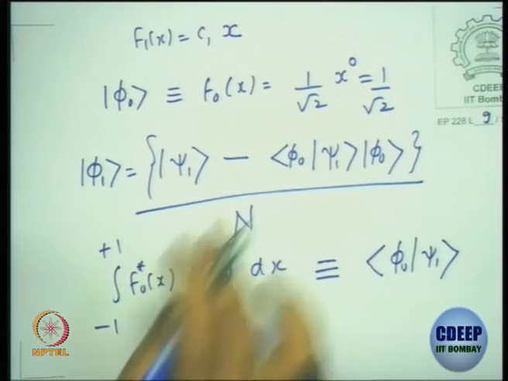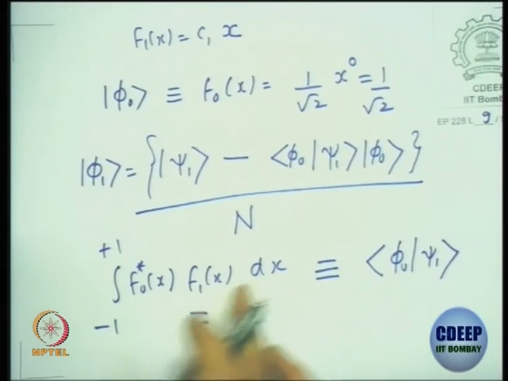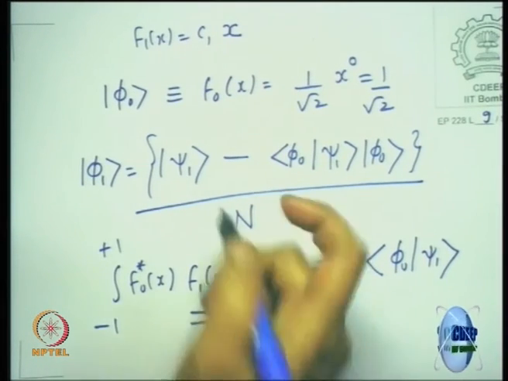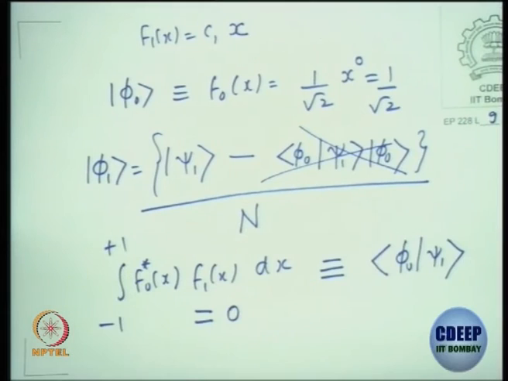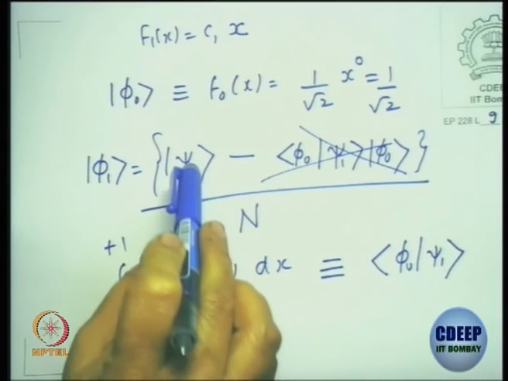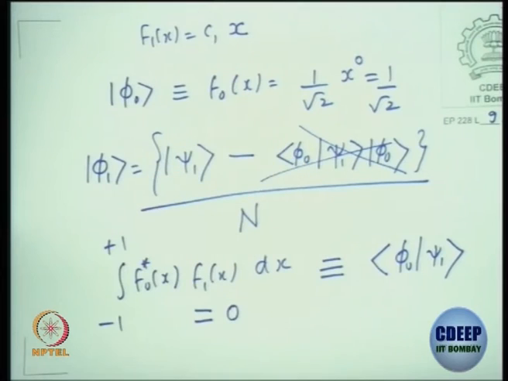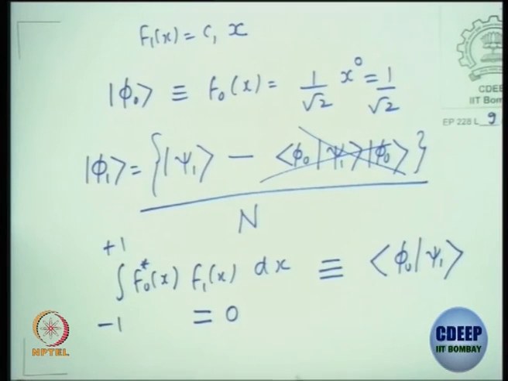So this is going to be what? It's a constant, and x integration from -1 to +1 will be 0. So you don't need to worry about this term. You can just take psi 1 and normalize that psi 1, which will give you your c1, and determine what is your next state phi 1, right?